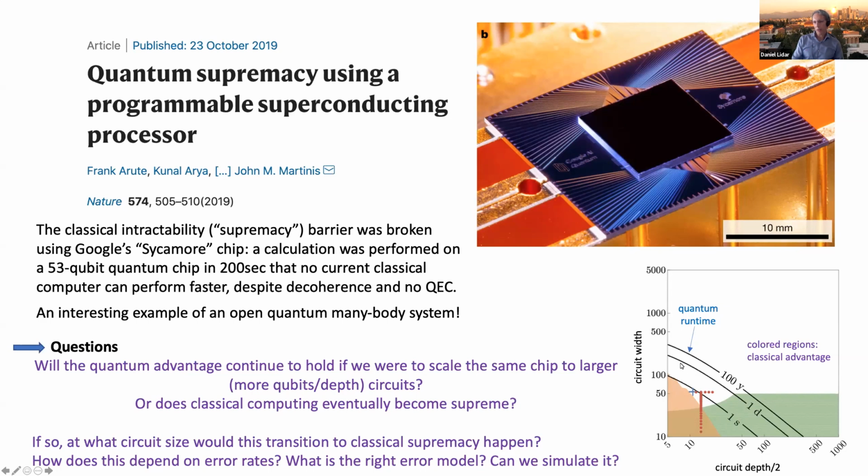And you can also infer from here, therefore, that if you were to try to go to larger circuits, very quickly the quantum computation time would increase dramatically. And I'll talk about why that happens. Okay, so that's the context for this talk.